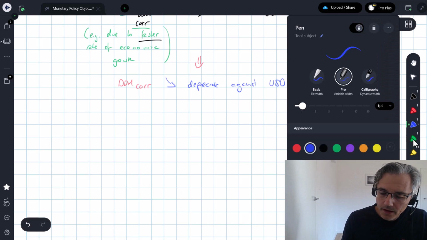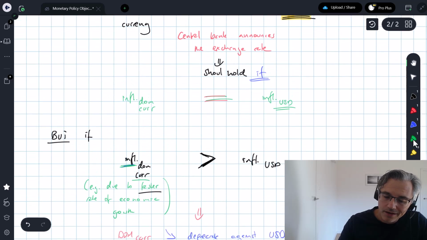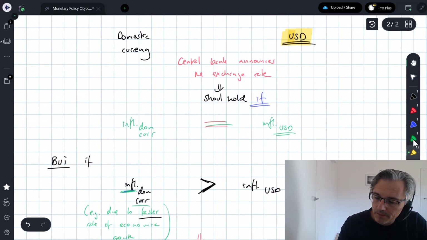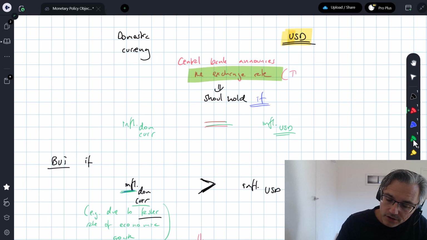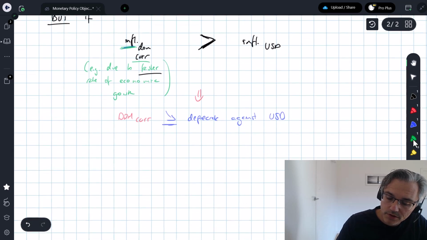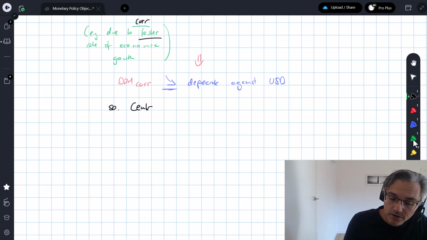Now, if the domestic currency is depreciating against the dollar, we are deviating from the chosen target exchange rate. Right here, it announces the exchange rate, the target, and it's not holding because the domestic currency is depreciating. So the central bank intervenes.